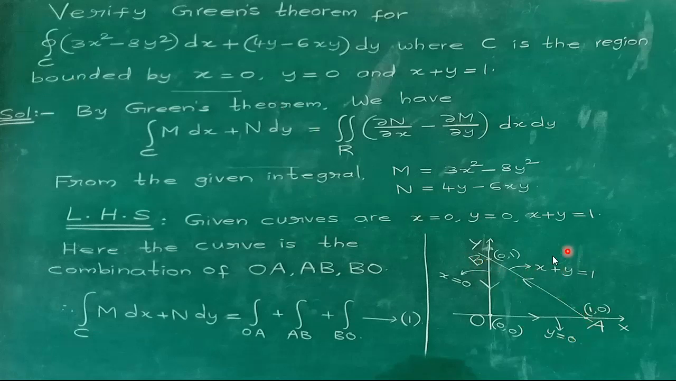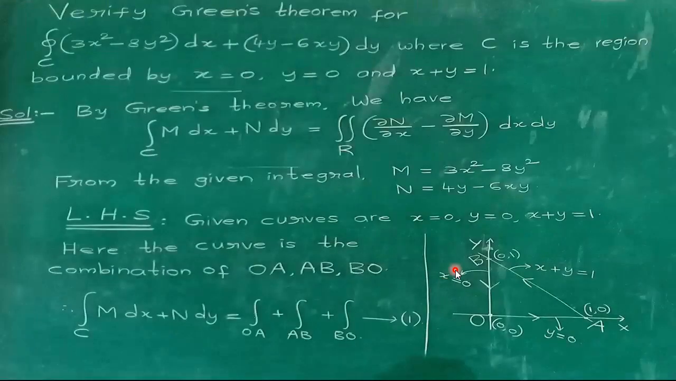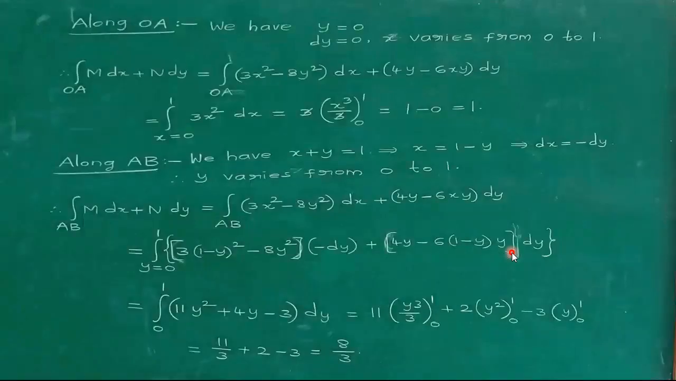Along AB, what is the curve we have here? x plus y is equal to 1, right? See here, along AB we have x plus y is equal to 1. You can write this either in terms of x or in terms of y, that is your choice. I am writing x is equal to 1 minus y. From this, dx is equal to minus dy. From the points A and B, y varies from 0 to 1, right?